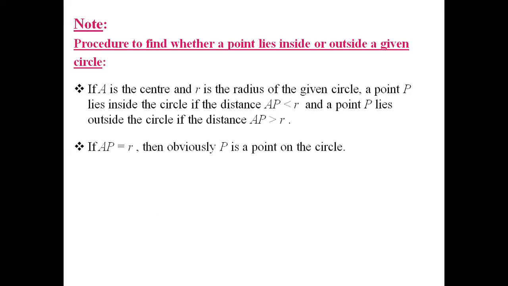And obviously, if AP is equal to R, the point P is on the circle, and in such a case also Cauchy's integral formula is applicable. It means if the distance AP is exactly equal to the radius R, then P is a point on the circle itself. So again, in such a case, Cauchy's integral formula is applicable. Now we can see problems on Cauchy's integral formula and generalized Cauchy's integral formula.